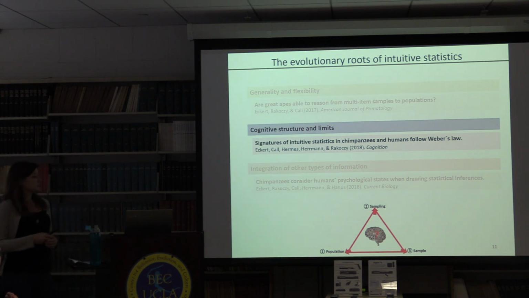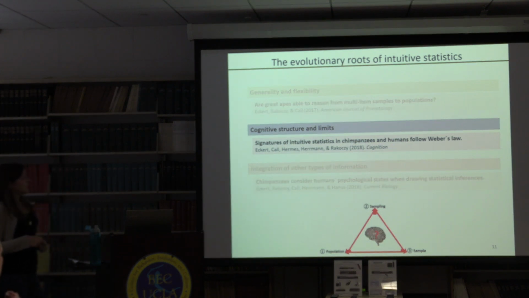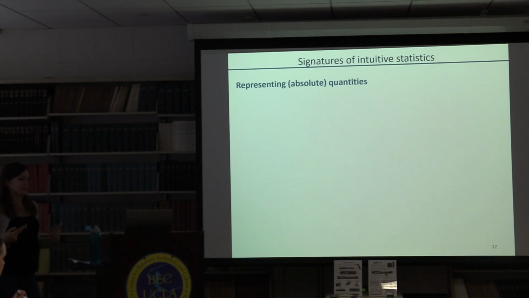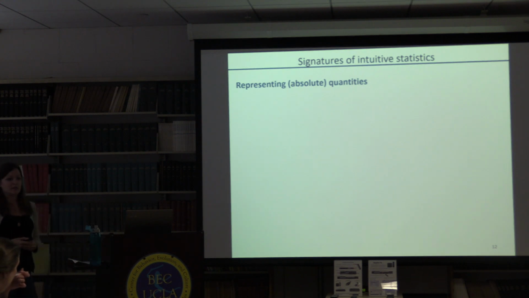So what are the cognitive structure and limits of intuitive statistics? How do great apes and also humans actually represent statistical information? One thing that might be quite obvious is that it probably has to do something with representing quantities. And actually we already know quite a bit about how humans and also non-human animals represent quantities. And I'd like to illustrate that with another practical example.